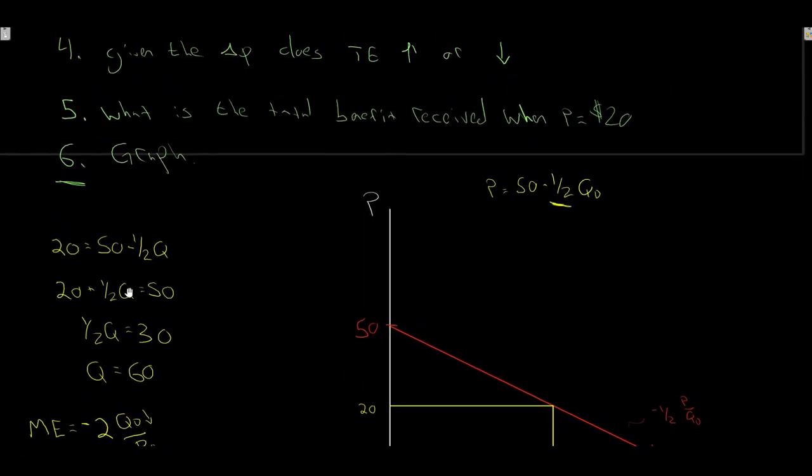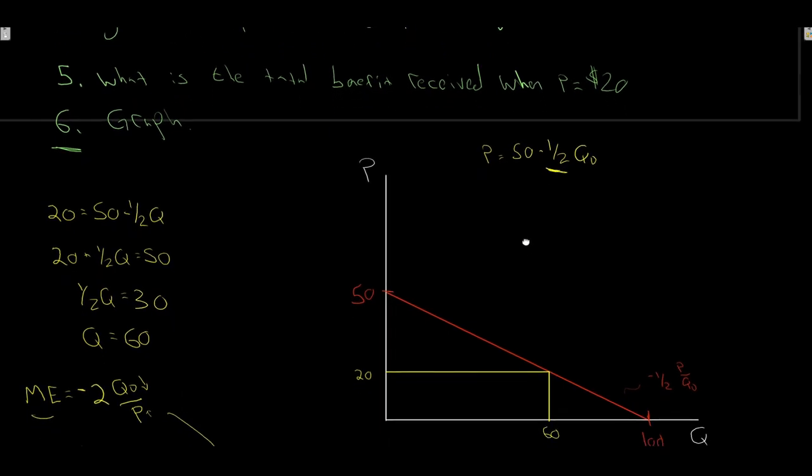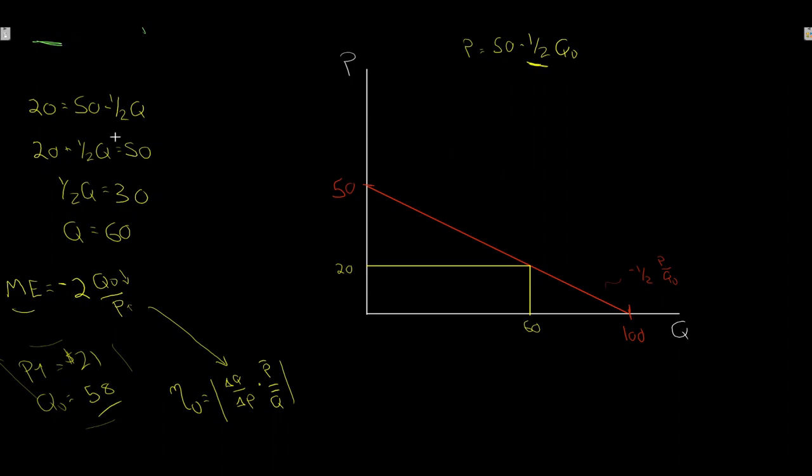What's my final bit here? Okay, we worked through that. Number five, what is the total benefit received when price equals 20? So, okay, the total benefit received, that is all of that marginal benefit being aggregated up. So, all the way to there, I am looking for this entire blue area underneath the graph. Again, to be able to calculate that, we need to separate it into this triangle and this rectangle. Once we calculate each of these individually, we can add them together and get the total area.